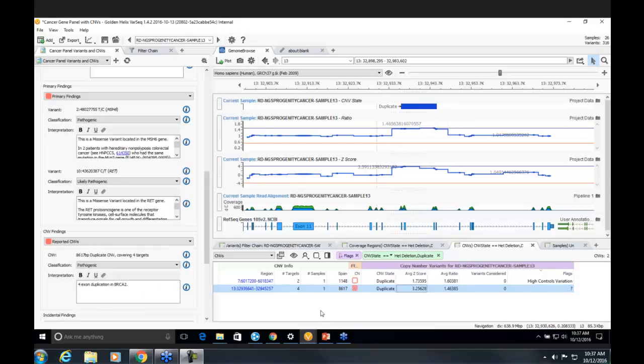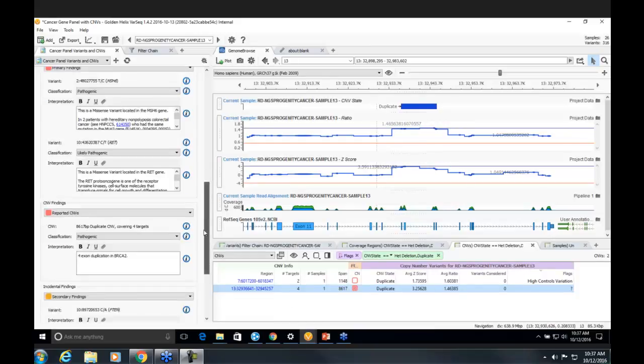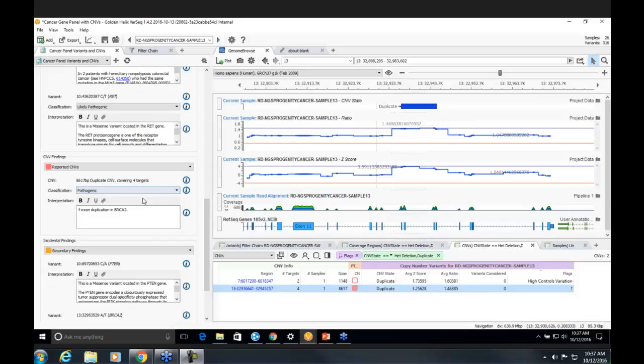So we can select the event, and you'll notice that it has been added over here to the left and been included in the report. And for any variants or copy number variations in your report, you can change anything in the report that you would like. So for example, maybe we want to set this to likely pathogenic because it's not a copy number variation that we know to cause any specific disease. And of course we can edit the interpretation if we would like as well.